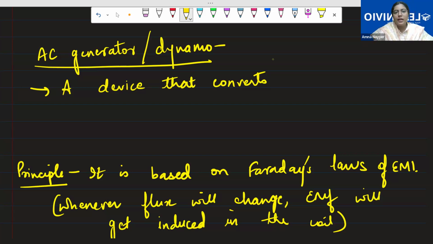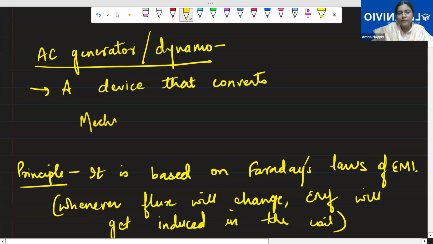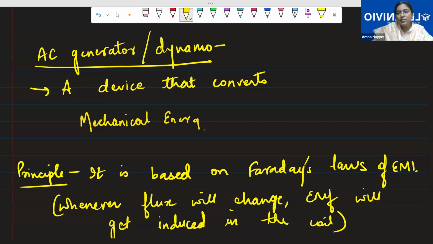All right. I was saying that we are going to discuss the AC generator. Now, the AC generator is basically known as the AC dynamo, also, and it works on the principle of Faraday's law. Faraday's law we have already studied in the previous chapter, EMI. The same Faraday's law will be applied here as well. Now, what does the AC generator or dynamo do? It converts mechanical energy. Now, what is mechanical energy? Mechanical energy is the combined energy, kinetic and potential. Kinetic energy plus potential energy is the mechanical energy.